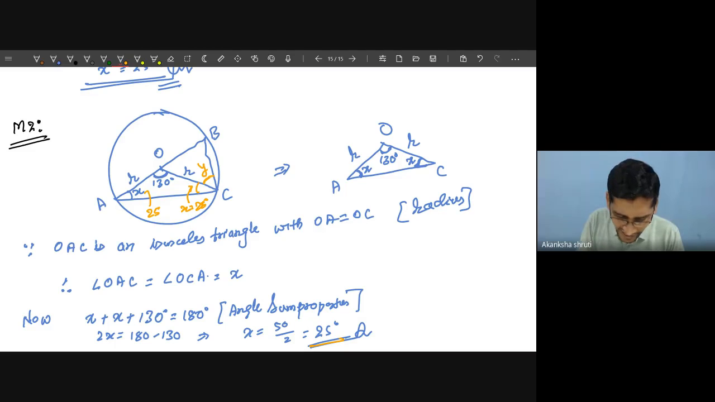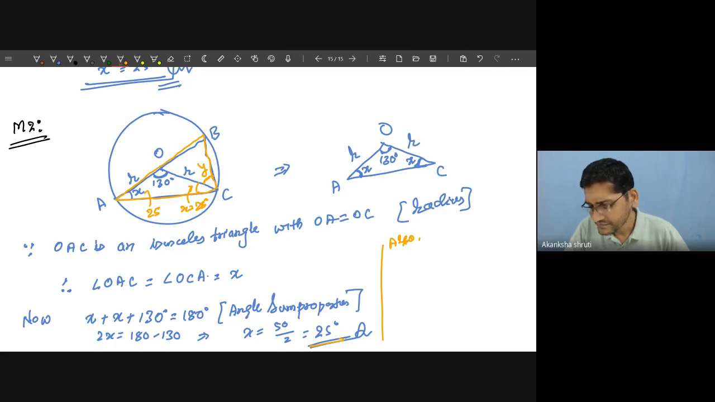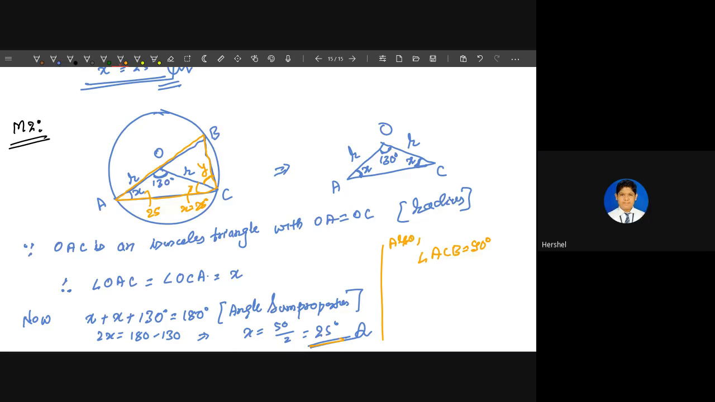Now if we apply the property of the semicircle, we observe that it is forming a semicircle with diameter AB. So this x, meaning 25, plus y will be 90 degree. Also, here angle ACB is equal to 90 degree. Why 90 degree? Good.